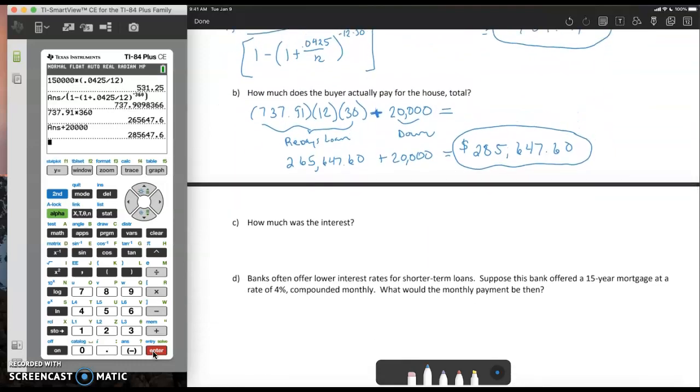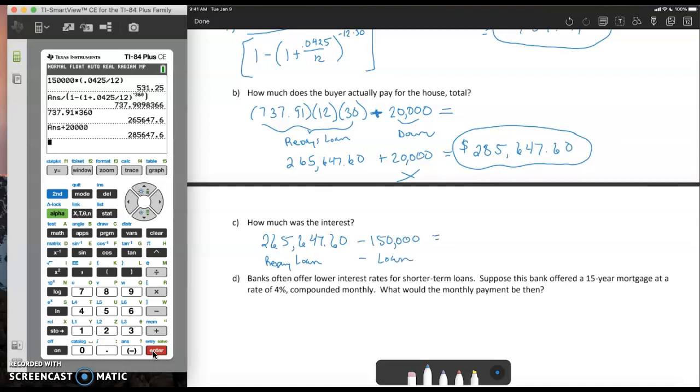How much of this was interest? Well, okay, because of how we did Part B, this is fairly easy to look at because the $20,000 has nothing to do with interest, so we don't need to think about that at all. Interest is the difference amount from what they repaid on the loan and what they loaned. So they paid on the loan $265,647.60. That was the repay loan. And they only loaned $150,000.